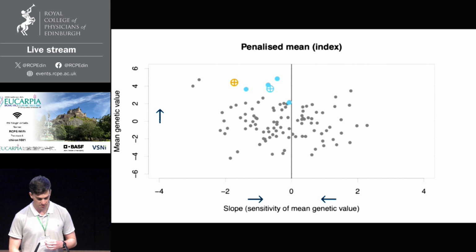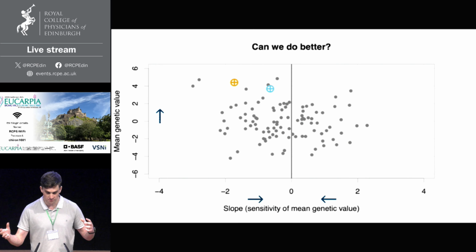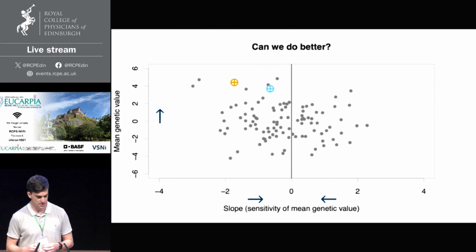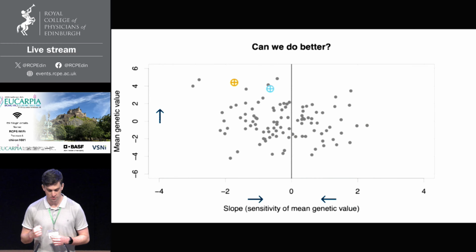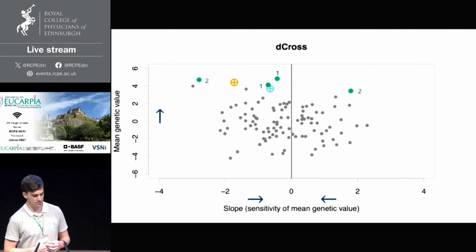And the question I'd like to ask you is, can we do a better way of doing this? Is there a better way of utilizing the genetic variation in this population so that we can push up the mean genetic value and also create stable genotypes? And so the approach that we're suggesting here is to be more strategic about how we make these crosses.